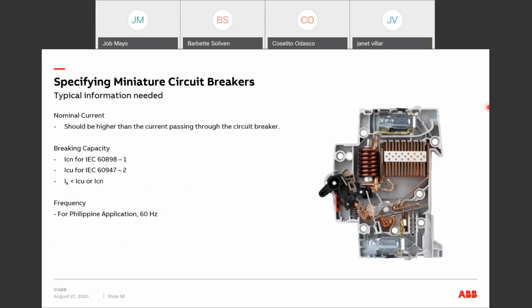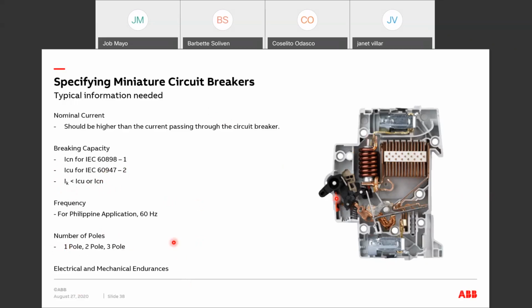If it's 60 hertz, 50 hertz, if it's compliant with 60898-1 or 60947-2. And then we need to check and verify if it's more than the prospective short circuit fault calculated by our PEs or by our electrical engineers for that panel. Of course, the number of poles is important because the short circuit fault or the ICU and ICN varies depending on the number of poles.